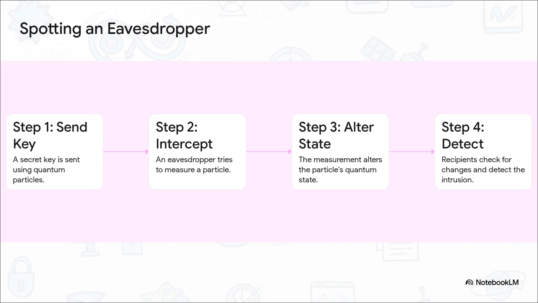She changes its state. So later when Alice and Bob compare a small sample of the key they sent and received, they'll see that something is off. They'll find errors, and they'll know instantly that someone was listening in. Eve literally cannot touch the message without leaving behind a big, obvious footprint.